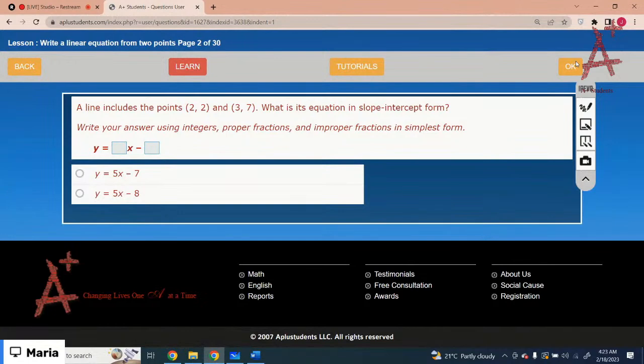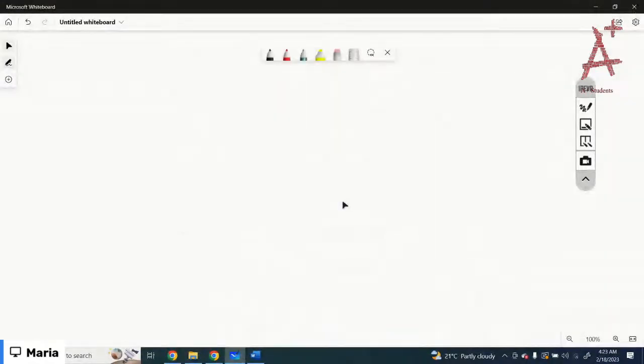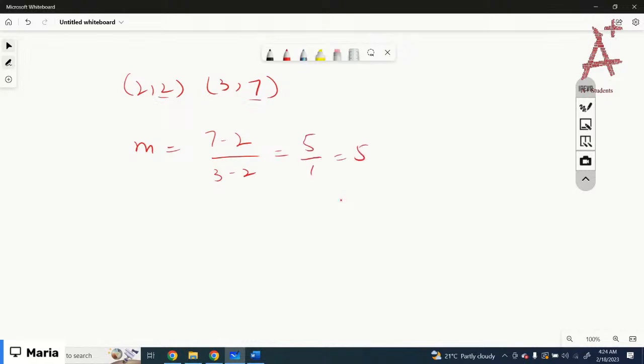Okay, a line includes the points (2, 2) and (3, 7). What is its equation in slope intercept form? So you have to calculate the slope first, and then you have to calculate the value of b. Got it? The points are (2, 2) and (3, 7). Just use these points to find the slope first. Slope is change in y over change in x: 7 take away 2 over 3 take away 2. 7 take away 2 is 5 and 3 take away 2 is 1. So the slope is 5.